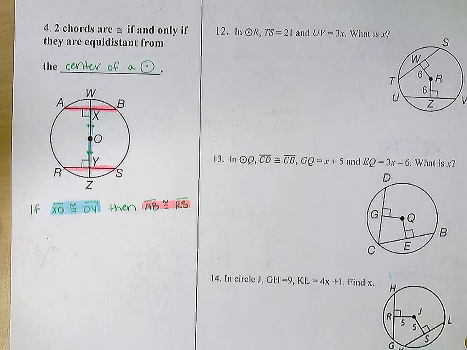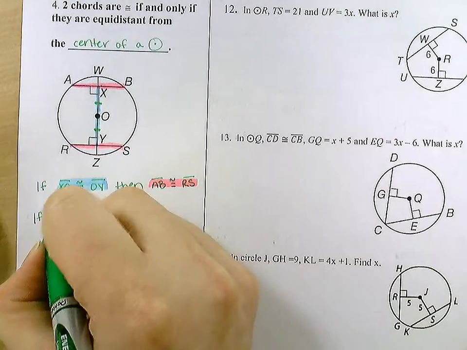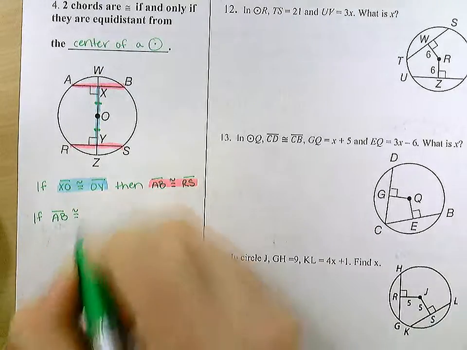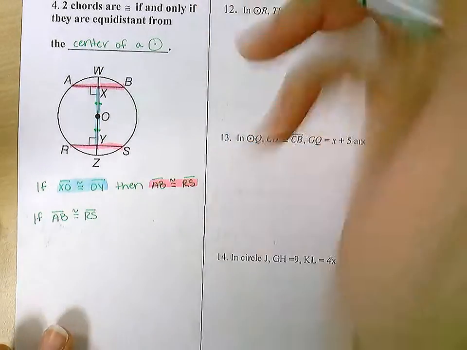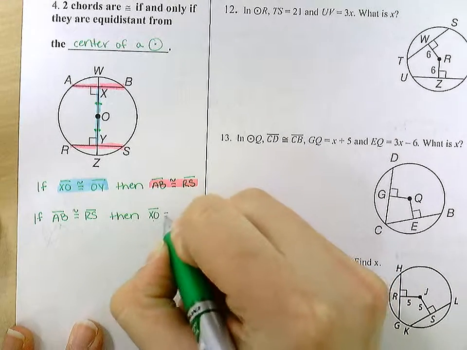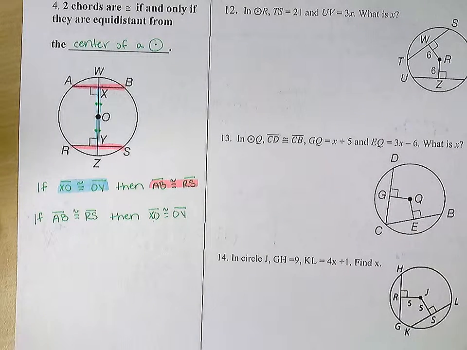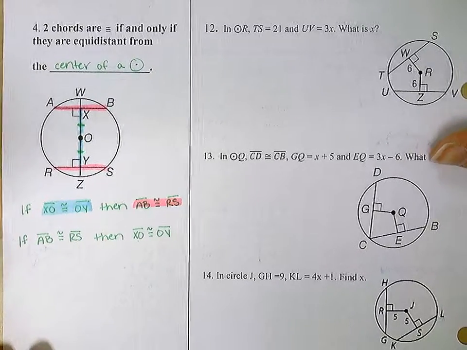Okay, the opposite is also true. So now this time, if I have segment AB congruent to segment RS, so this time my pink ones, if I know those two chords are congruent, then I can say that my two pieces, XO and OY, are also congruent. Okay, so they're the same distance from that center point. So we're going to go over examples of this one as well.